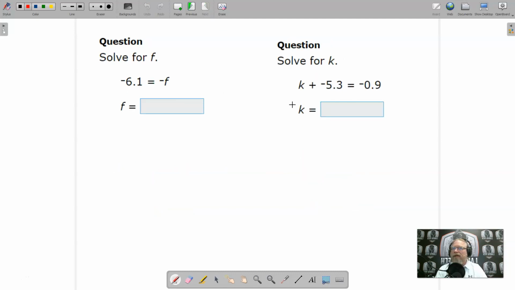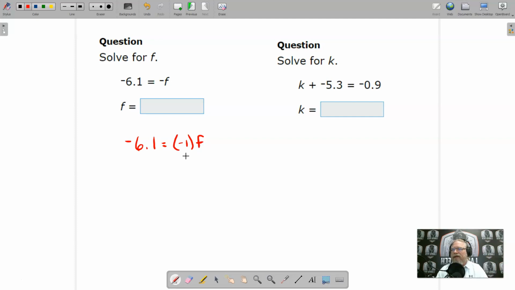Now I've included these two problems here, especially this one on the left, because it's kind of a tricky one. You just got this negative sign in front of the f. So I'm going to rewrite this: negative 6.1 equals negative f. Now, if we think about this, I could change that value of negative f, and I could write it as negative 1 times f, right? The value would still be the same. If I multiply f times negative 1, I would get negative f.